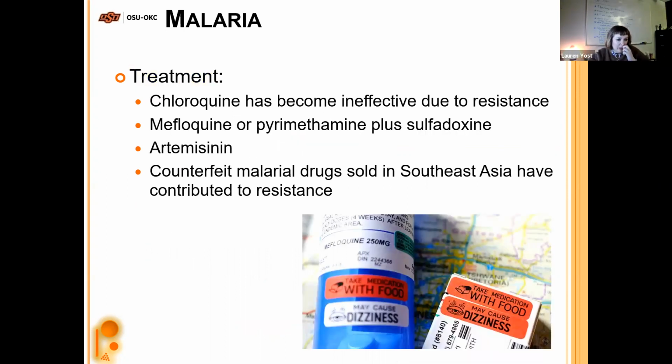How do we treat malaria? We use quinine-based drugs like chloroquine, but now that's becoming ineffective due to resistance. So now we have mefloquine and pyrimethamine plus sulfadoxine. Sorry, these words. Artemisinin. And then counterfeit malarial drugs are being sold in Southeast Asia. These are also contributing to resistance because they're not being taken properly.